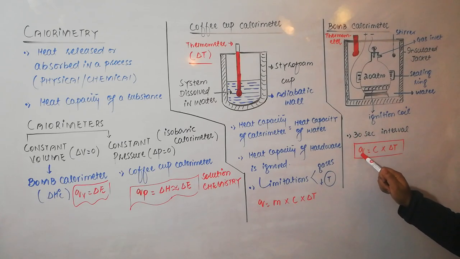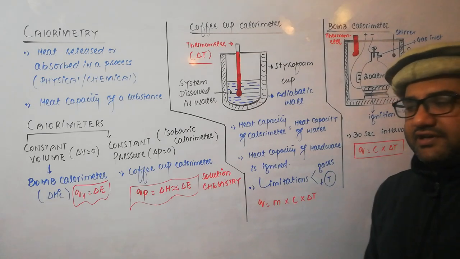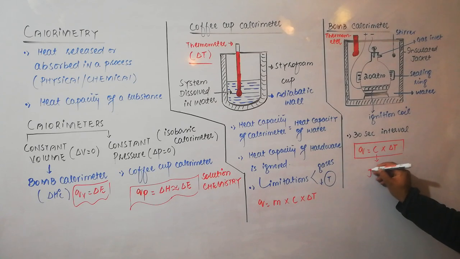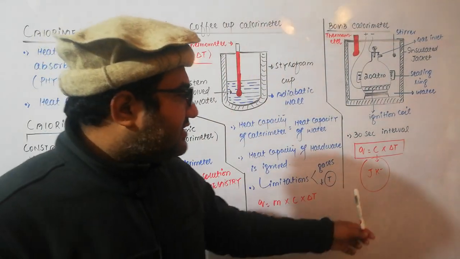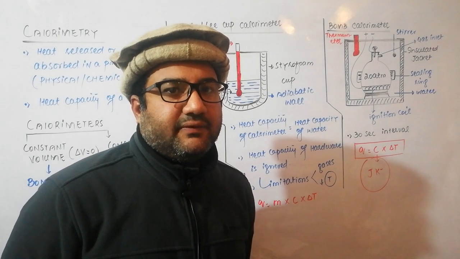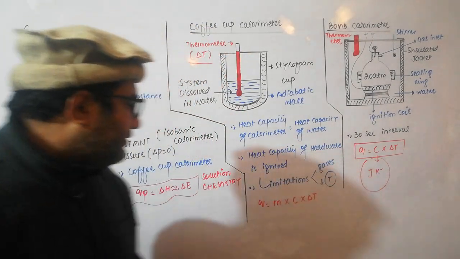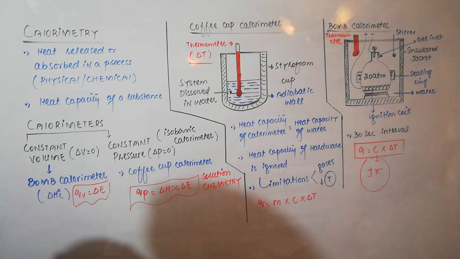Now you will apply the formula Q is equal to heat capacity times change in temperature. This heat capacity has the unit joules per Kelvin, which is its definition as well, because it is the energy in joules which is required to raise the temperature of a substance by 1 Kelvin. So applying this formula, you will get Q, and this Q will be approximately equal to, or equal to, the change in internal energy.